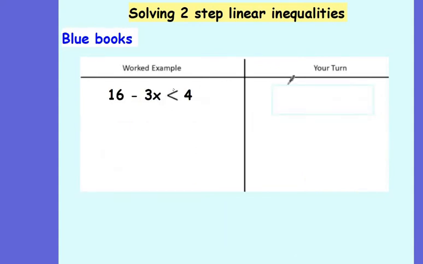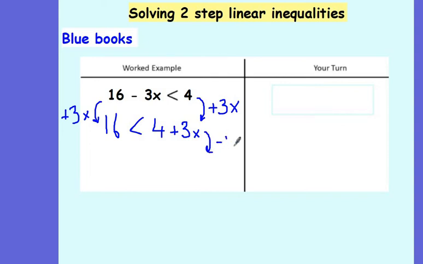One final example for you. Please put your pens down and watch me to start with. I've got 16 take away 3x is less than 4. I don't want this negative 3x, that looks really tricky. So I'm going to simplify my life by adding 3x to both sides. Always a great way to start. That gives me 16 is less than 4 plus 3x. And now it looks much nicer.